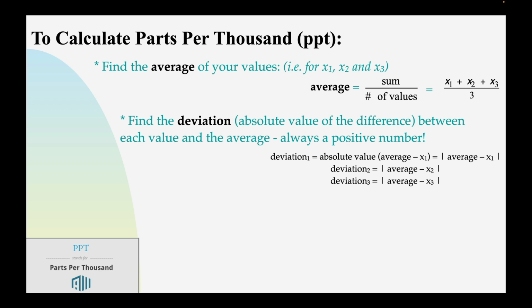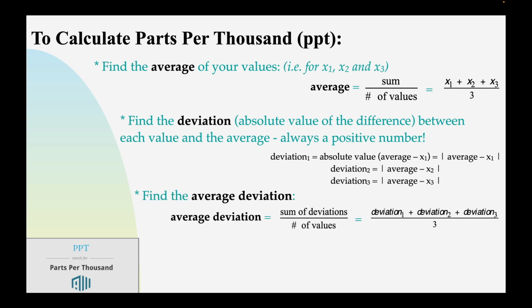And deviation number 2 would be the absolute value of the average minus X2, and the third one would be the absolute value of the average minus X3. You now have an equal number of deviations to the number of values you have. So we started with 3 values, X1, X2, and X3. We're now going to have 3 deviations, and we can call them deviation 1, 2, and 3.